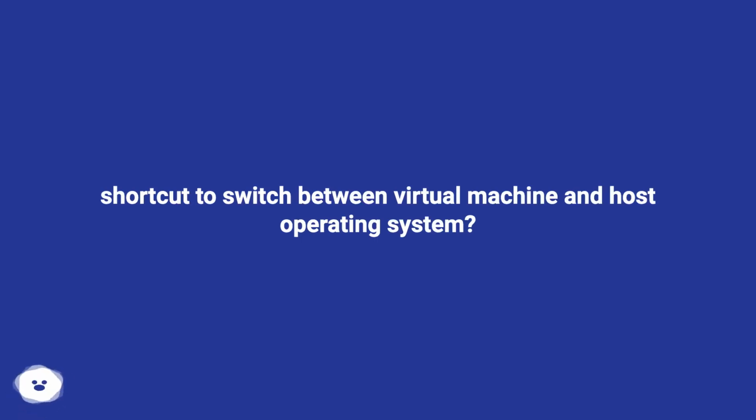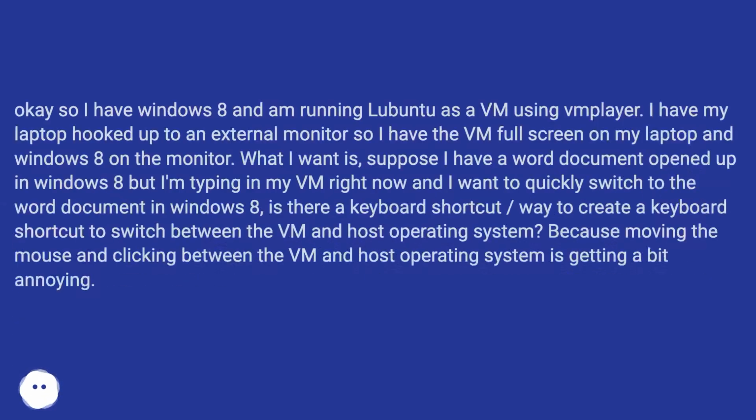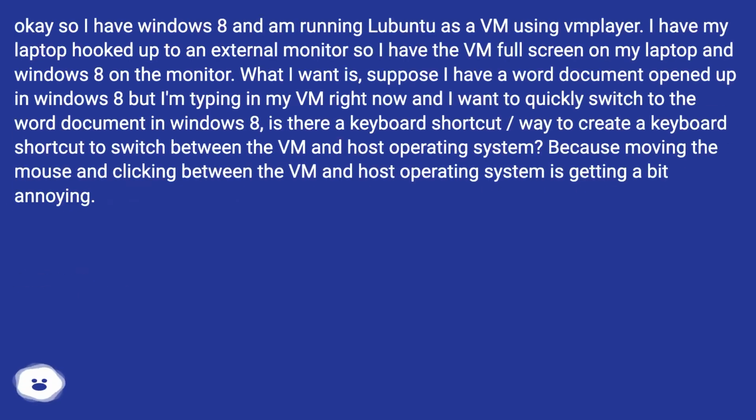Shortcut to switch between virtual machine and host operating system? Okay, so I have Windows 8 and am running Ubuntu as a VM using vmware-player. I have my laptop hooked up to an external monitor, so I have the VM full screen on my laptop and Windows 8 on the monitor.